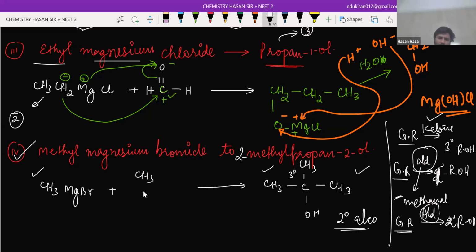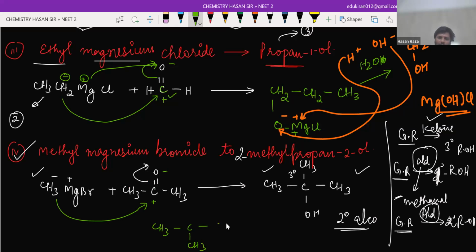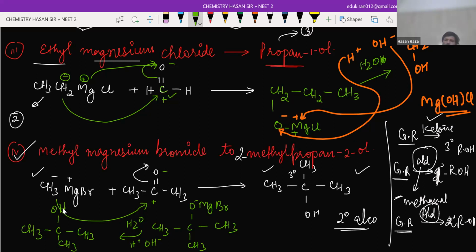That means it's simple, it's your ketone. So this is your CH3, C double bond O, CH3. Now this will go here, and this will have positive, this will have negative. Everyone knows that. So this will attack here, and we will get CH3C, then CH3, and then CH3. It goes to O negative, and you will get CH3C(CH3)2OH. So you got the same product, very easy, right?